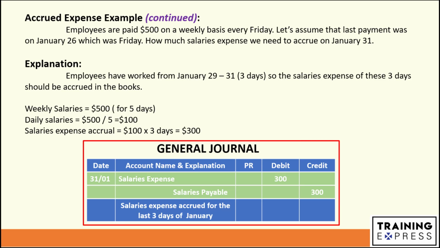Now let's record this in the form of a journal entry. Salaries expense will be debit by $300 and salaries payable will be credit by $300.